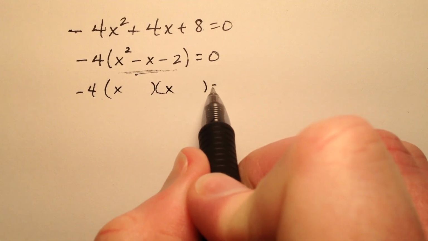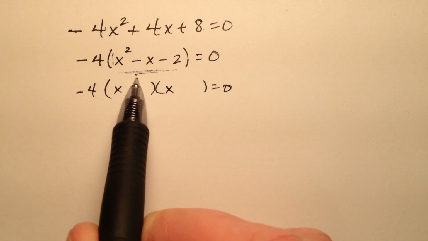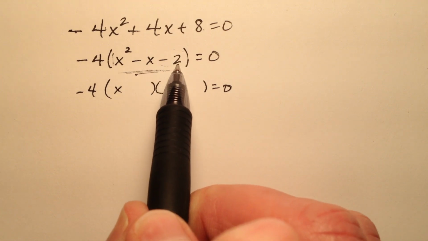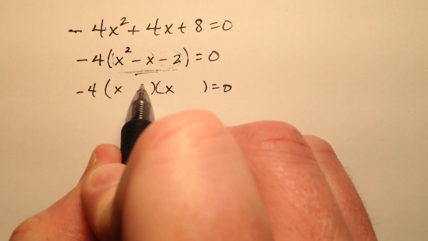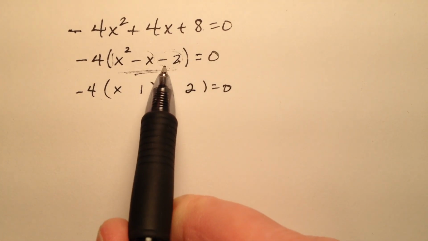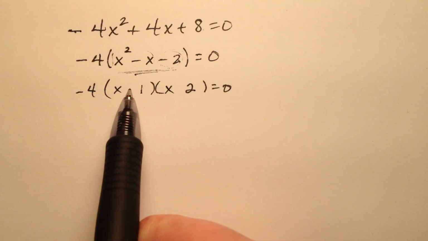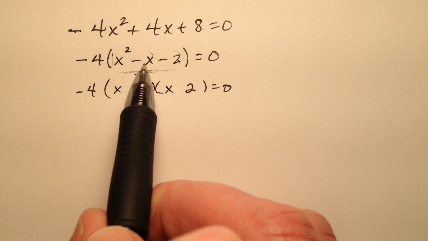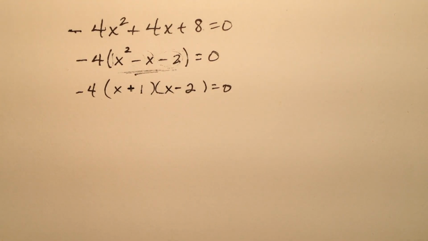My leading coefficient is 1 for this quadratic. So I know I'm going to use kind of the easy method where I'm asking myself what two numbers multiply to make negative 2 that add to make negative 1. So it'll be 1 and 2. Because I multiplied to make a negative, I know I'll have one of them positive and one of them negative. And since this is negative, I know the larger of the two will be negative.